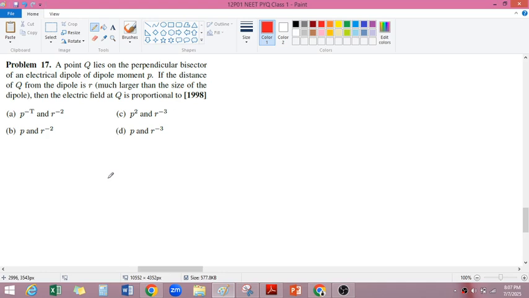A point Q lies on the perpendicular bisector of an electrical dipole of dipole moment P. By perpendicular bisector, so minus Q here, plus Q here. So perpendicular bisector means somewhere here. So somewhere here at the point Q on the perpendicular bisector.